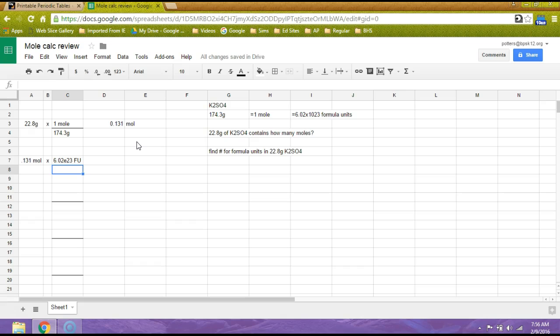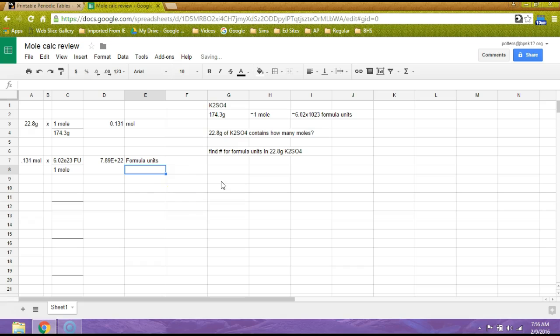The bottom is going to be the unit I want to cancel out. So again, 1 mole is equal to this number. So I'm plugging in from this relationship into my conversion factor. So that's 1 mole, and then 0.131 times, multiplying by the top, 6.02 E23, and so that gives me 7.886. Again, keeping the 3 significant figures, we're going to chop this down to 7.89, and the units would be formula units.